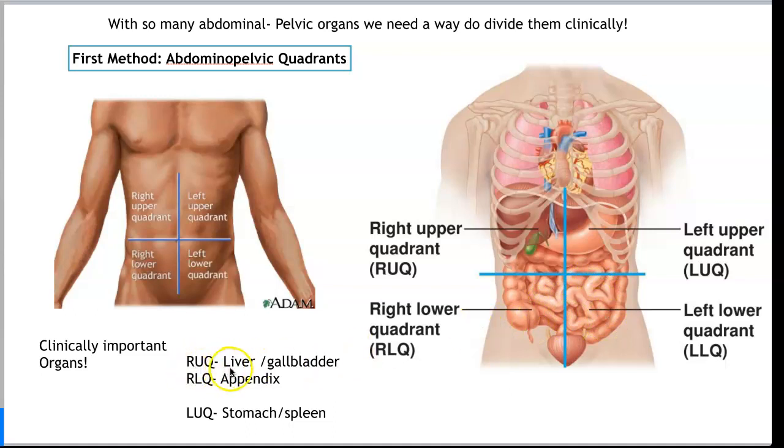Right upper quadrant, liver, gallbladder. Right lower quadrant, the appendix. Left upper quadrant, stomach and spleen. Those are the clinically important organs in those quadrants.